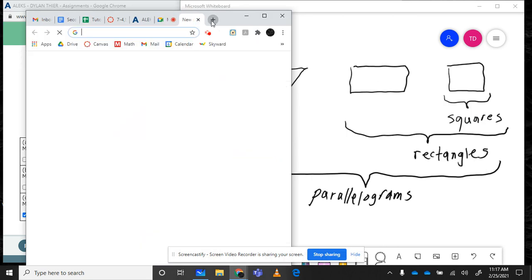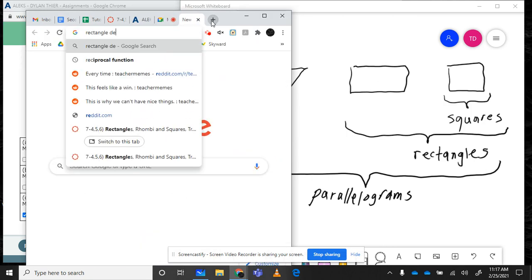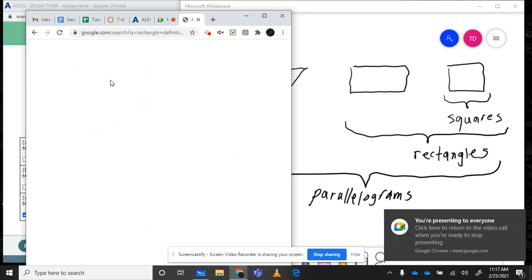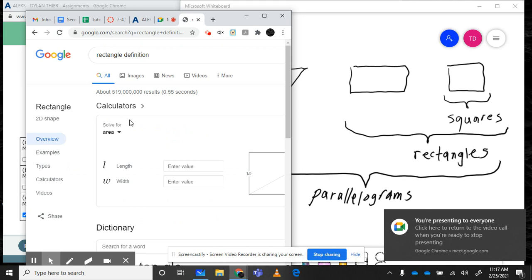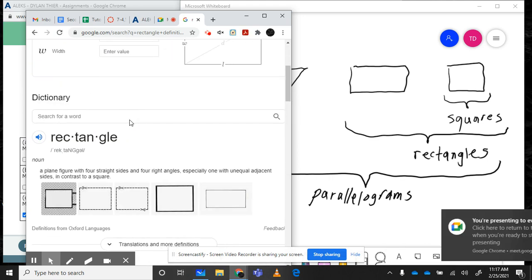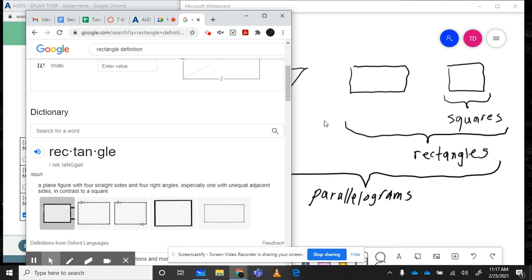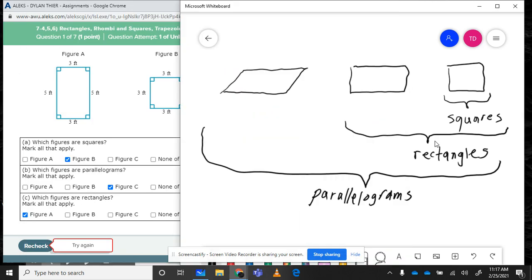Let me check that real quick. Okay, yeah, four straight sides and four right angles. There we go. Okay, so as long as you have four right angles, you are a rectangle. So this guy is not a rectangle because it does not have four right angles.